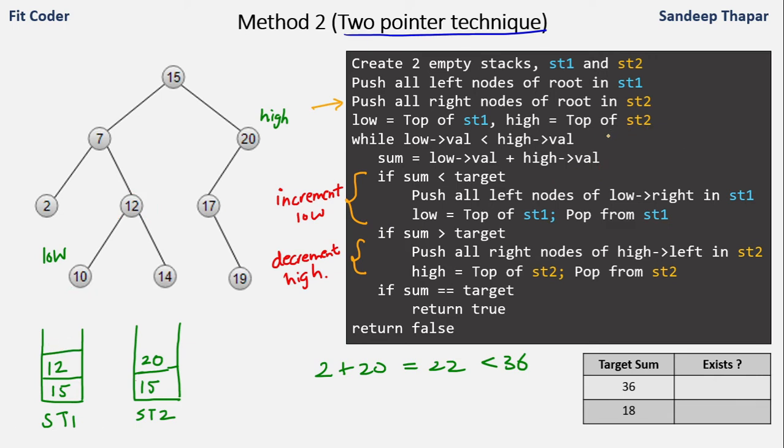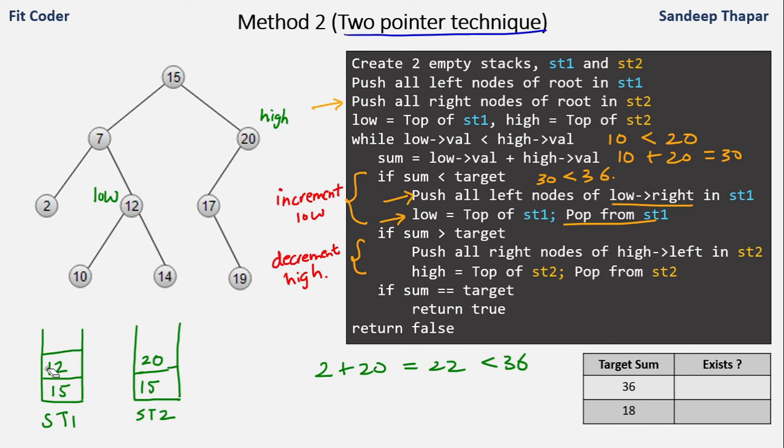In the next iteration, we check if low, which is 10, is less than 20. We compute the sum, it is 30. We check if 30 is less than 36. Then we push all the left nodes of right of 10. This is null. We set low to the top of stack 1. So low becomes equal to 12. And then we pop from stack 1.